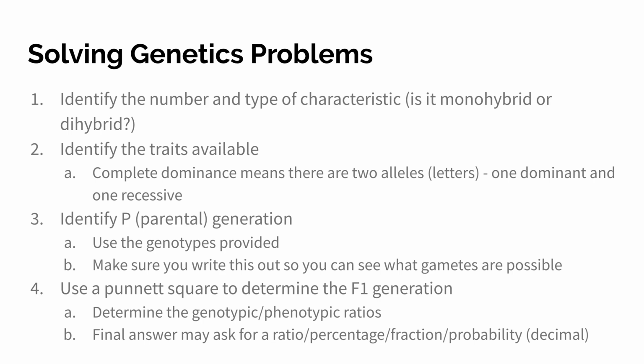This will depend on the information the question gives you, but we need to figure out what the genotypes provided are. And you always want to write these out because you want to be able to see what the gametes will be possible. Then we are going to use a Punnett square to determine what the F1 generation is.